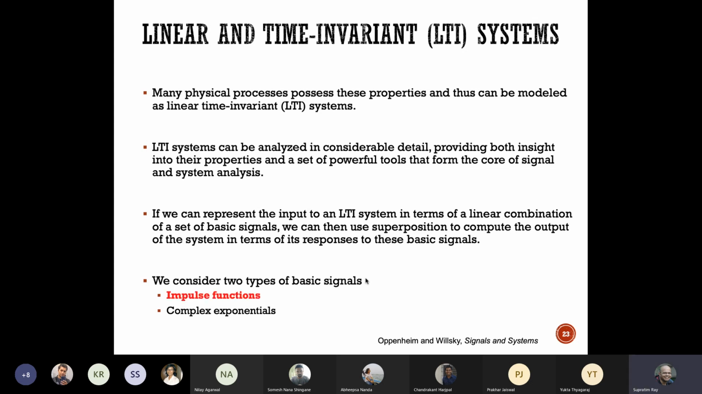Okay, so input impulse function is the easier of the two. So I will start with that. And then we will see where complex exponentials come in. And this will lead us to the understanding of the Fourier analysis. So we will get to that maybe in the next class. Today I'm going to talk about how an LTI system responds to an impulse function.